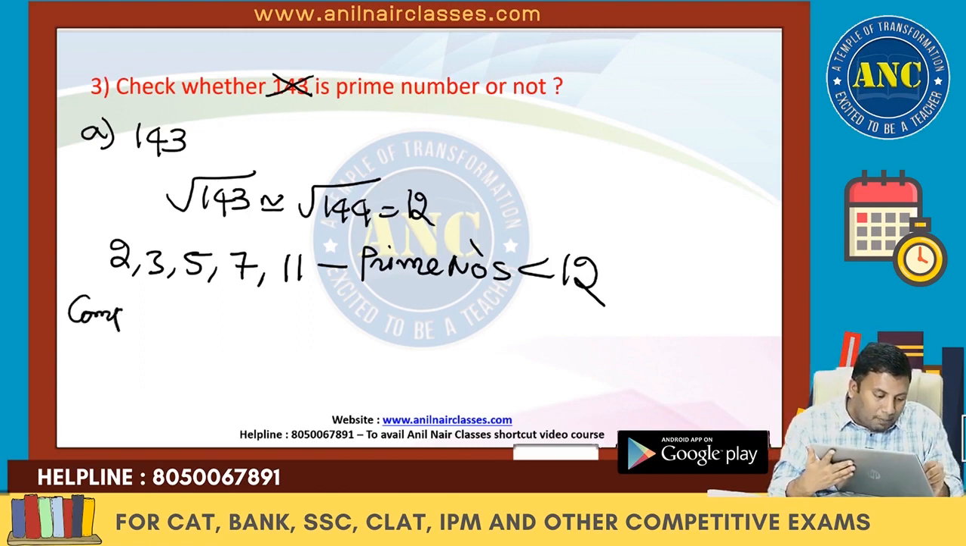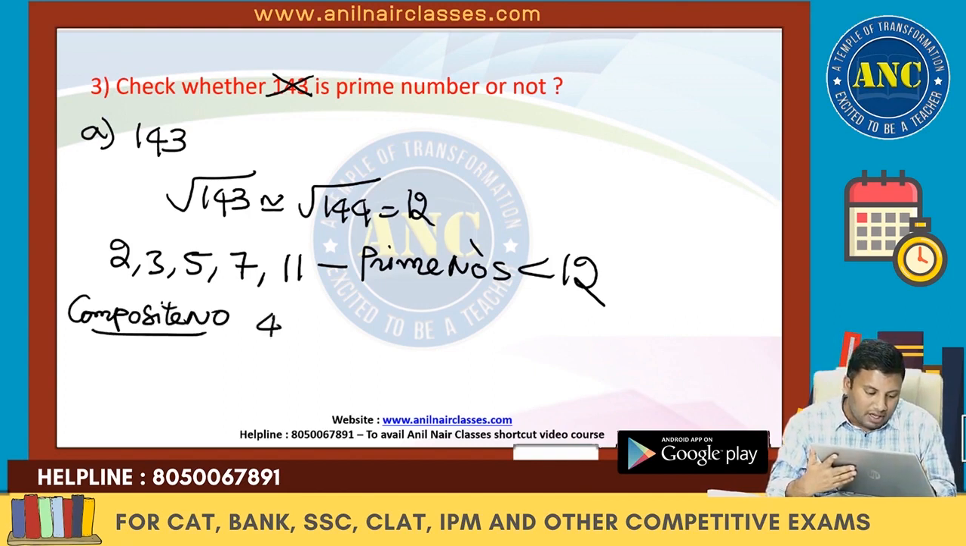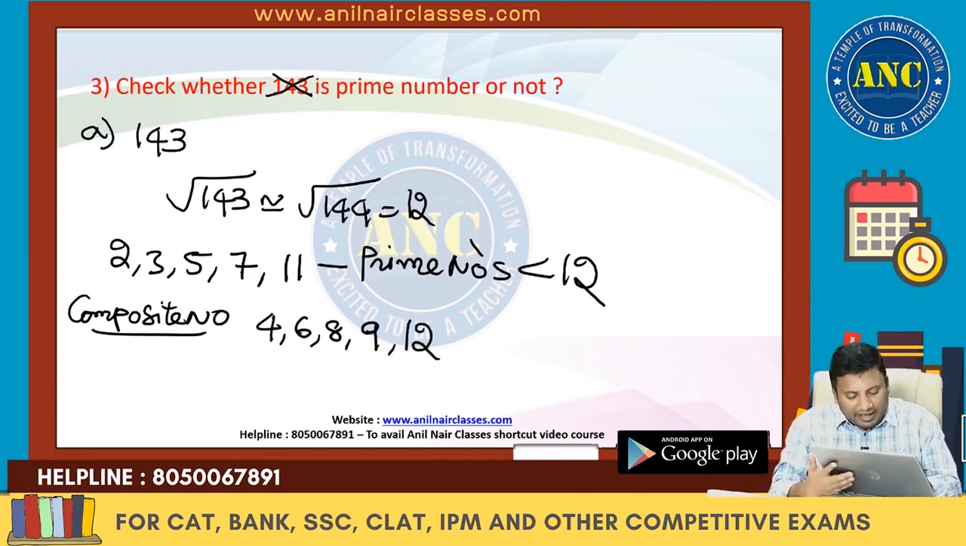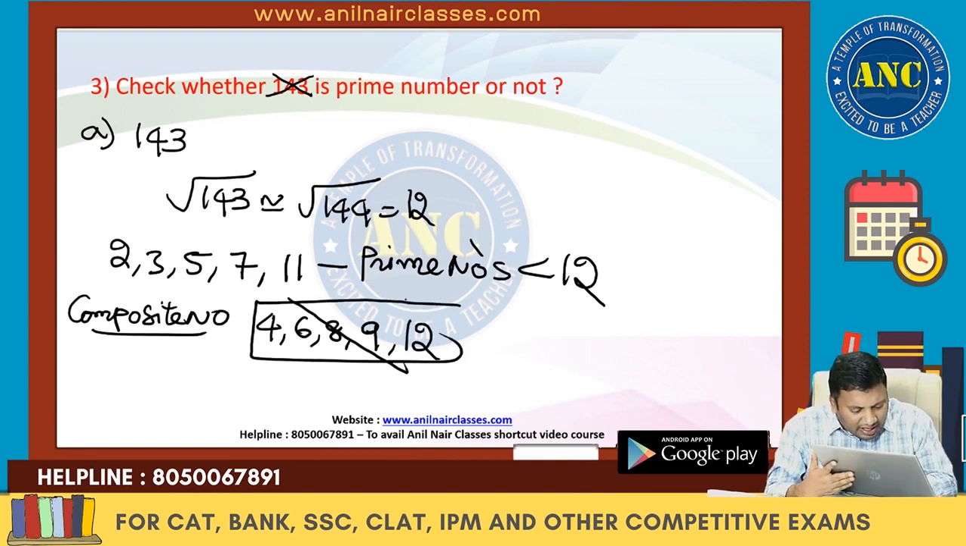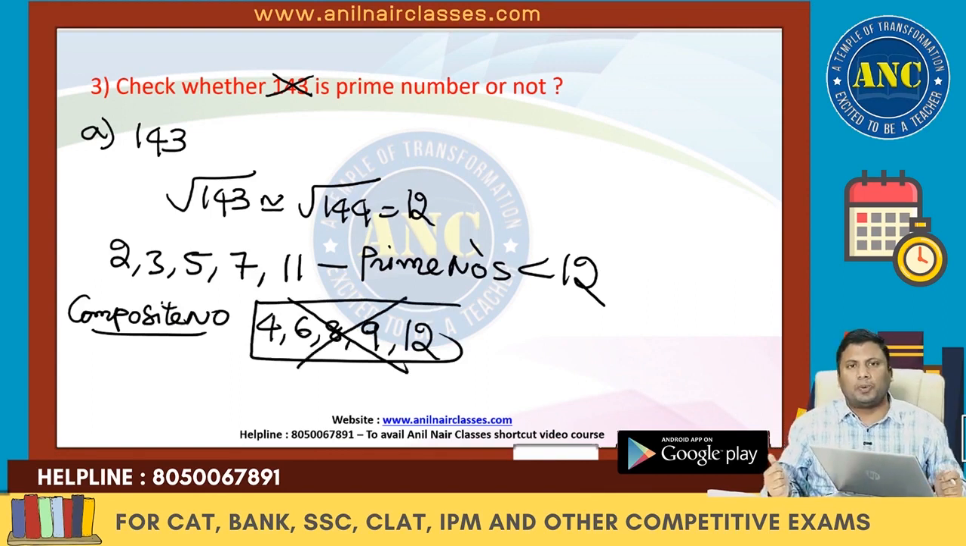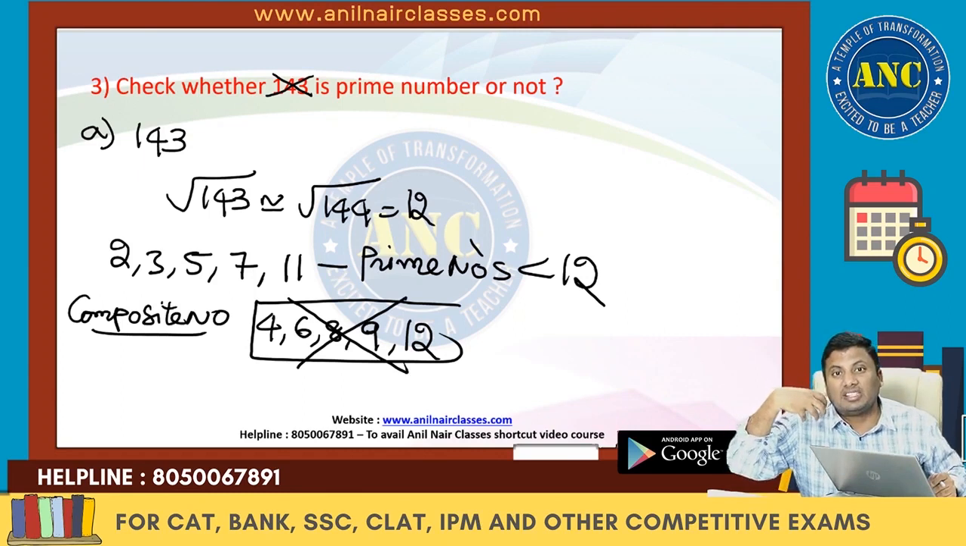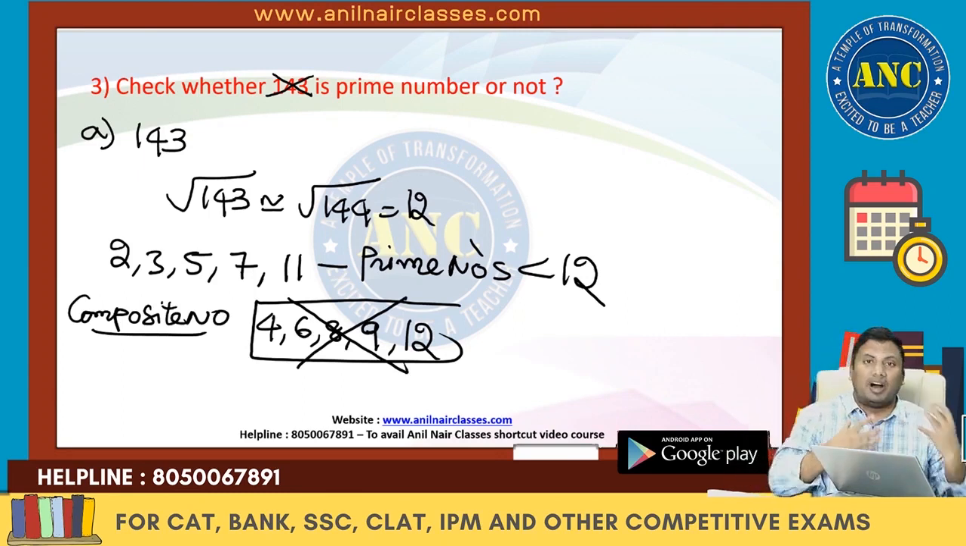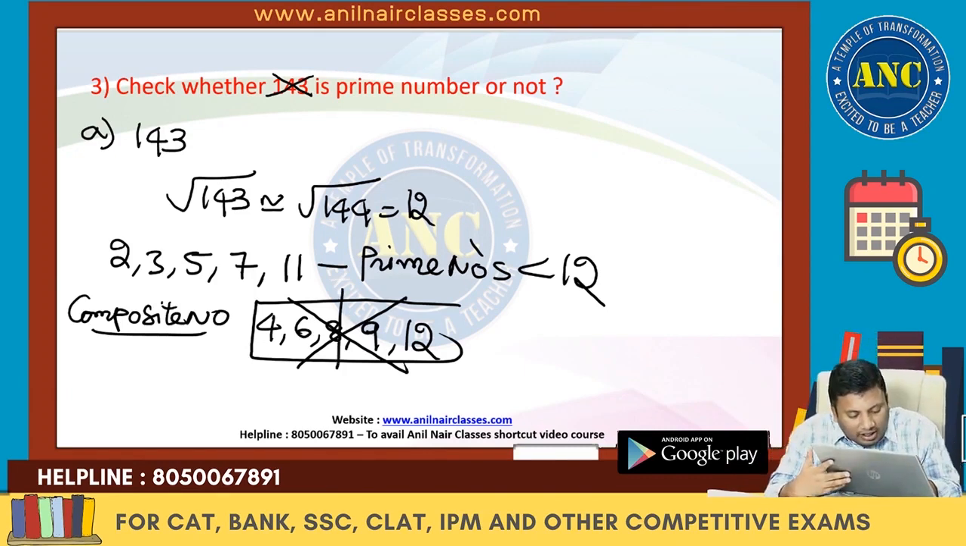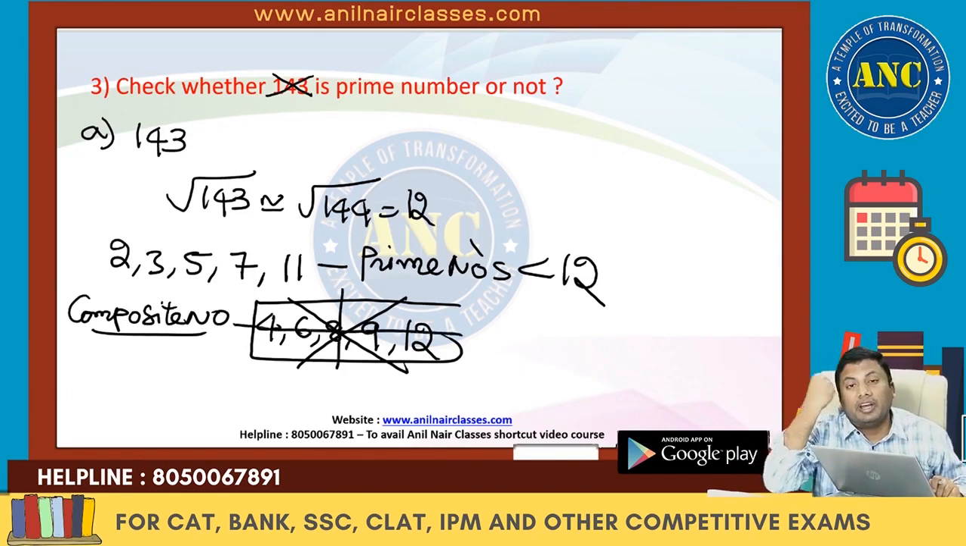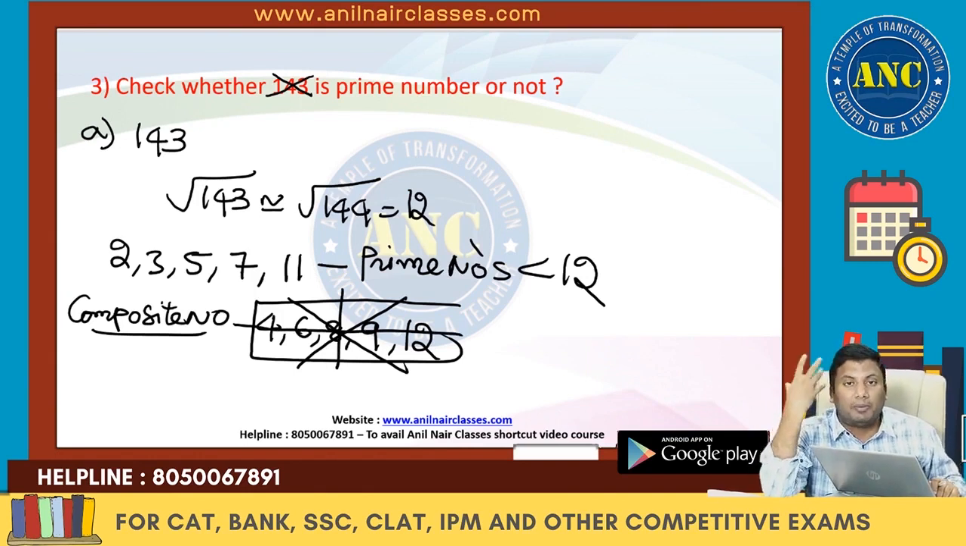Suppose I take composite numbers 4, 6, 8, 9 and 12. Can I say that these 4, 6, 8, 9 and 12 are derived from these prime numbers? Composite number is the child. Prime number is the father. You cannot take a composite number. Every composite number is derived from a prime number. So 2, 3, 5, 7 and 11.